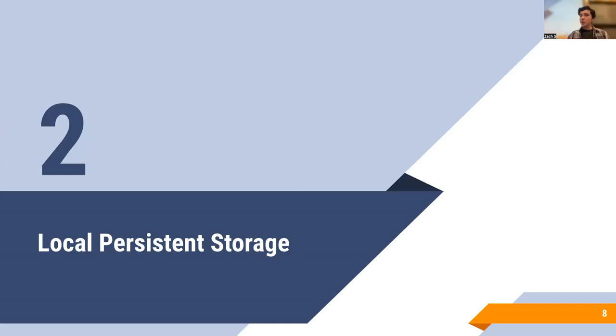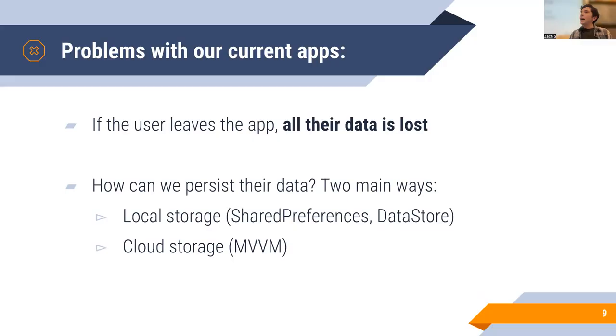Okay, cool. So that's a bit about common patterns you'll see in networking and persistent storage. Now we're going to talk about local persistent storage. As I mentioned at the beginning of the class, if the user leaves the app, then all of their data is lost. That's a pretty big issue, right? So how are we going to preserve their data? There are two main ways.